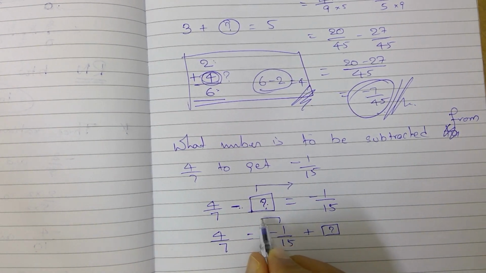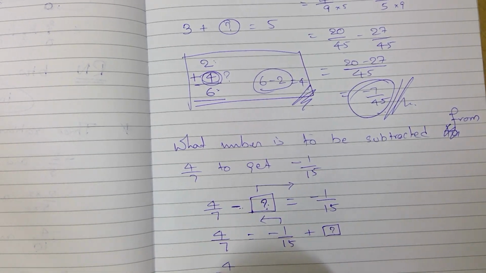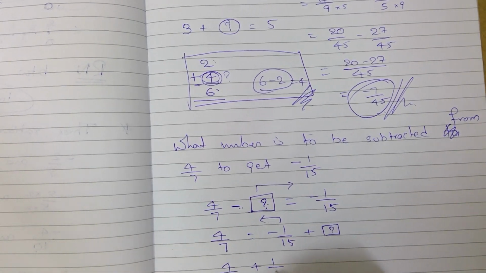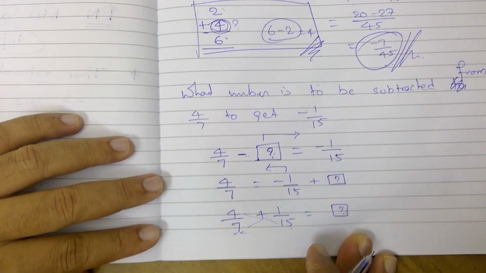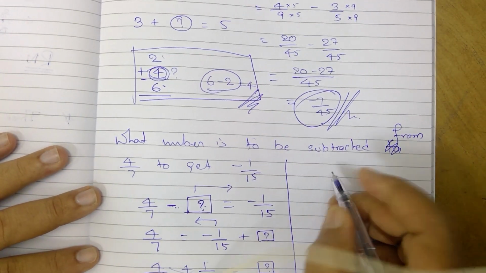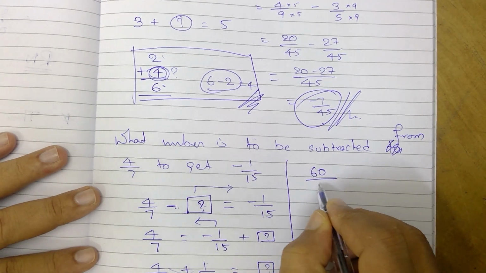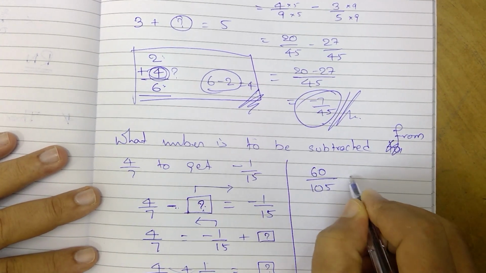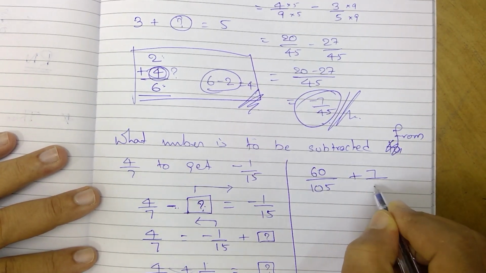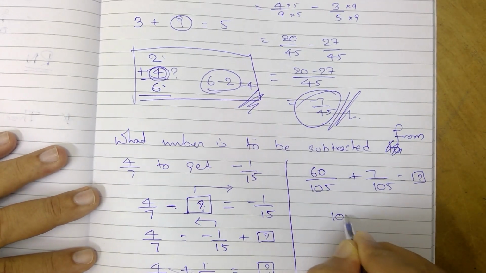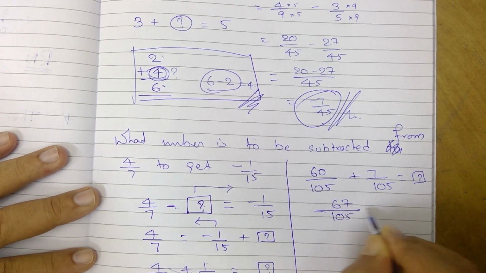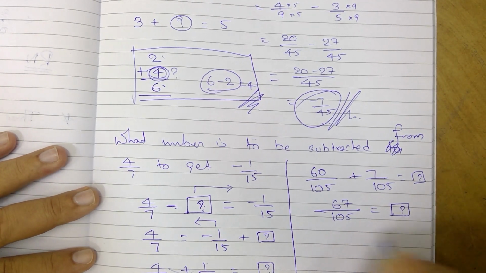Now this one you transpose to the left hand side: 4 by 7 plus 1 by 15 is equal to question mark. So now take the LCM, it is the same way, multiply the denominators to the other side. What happens? 15 fours are 60 divided by 15 sevens are 105, plus 7 ones are 7 divided by 105 is equal to question mark. Since they are like fractions, I can add the numerators, the question mark will be this one.